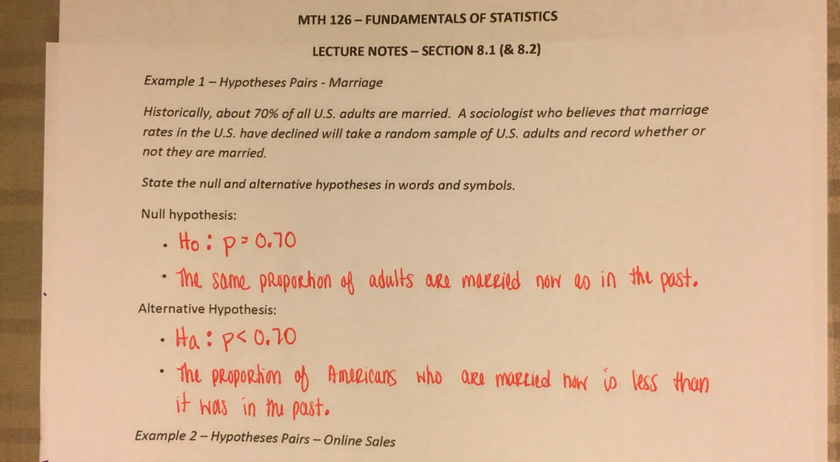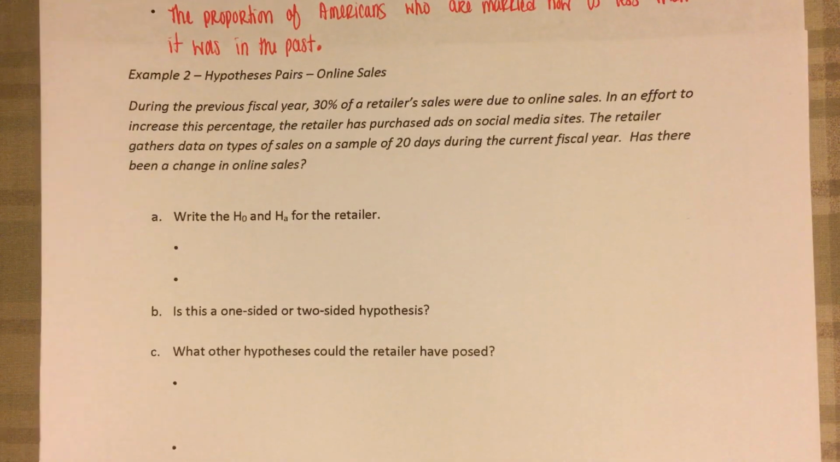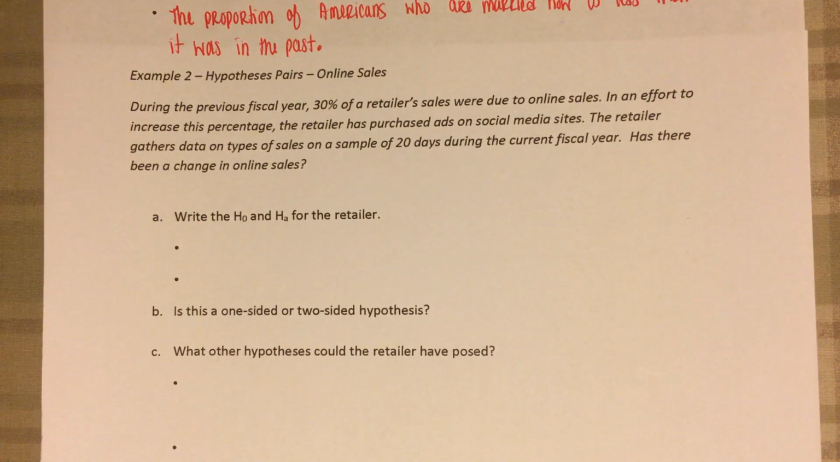All right, for example 2 in this section, during the previous fiscal year, 30% of retailer sales were due to online sales. In an effort to increase this percentage, the retailer has purchased ads on social media sites. The retailer gathers data on types of sales on a sample of 20 days during the current fiscal year. Has there been a change in online sales?